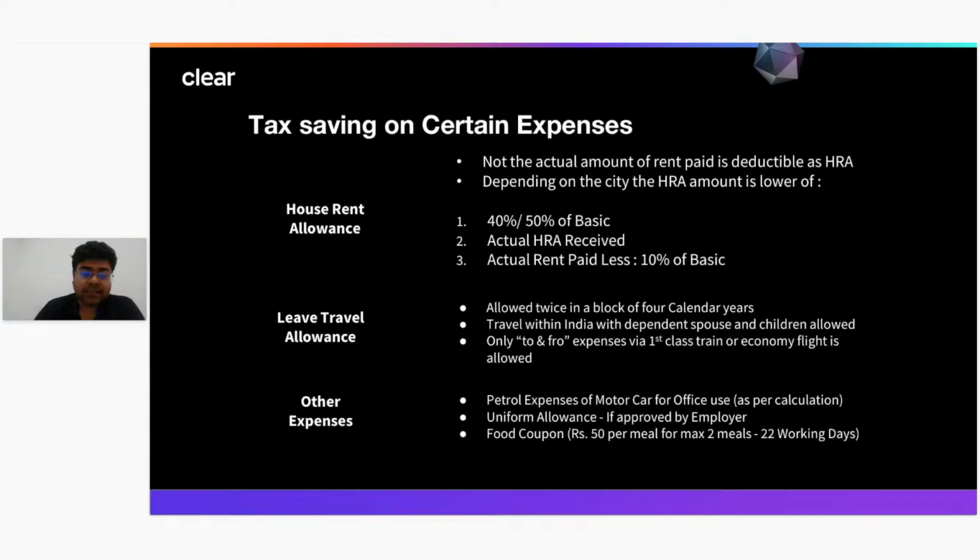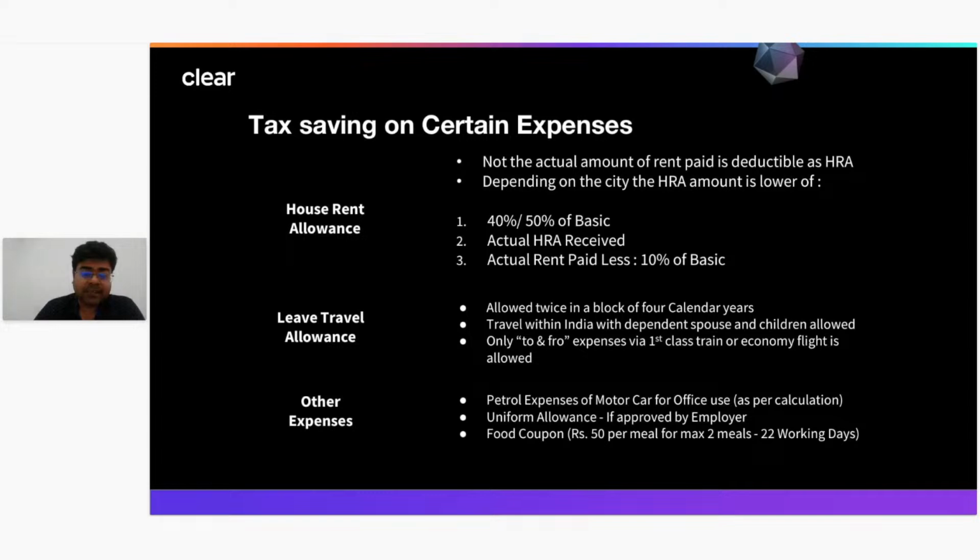Second point that should be coming to your mind is leave travel allowance. Now, leave travel allowance or LTA is a very useful tool to save some taxes. LTA is given to you if you are traveling and if you have taken a train or plane to reach the main point.